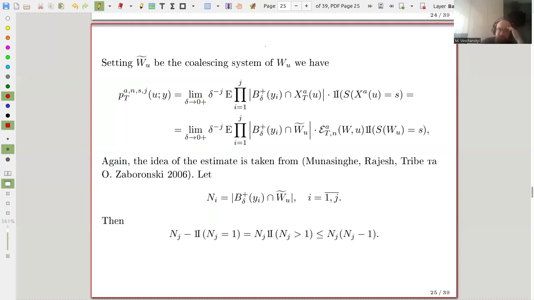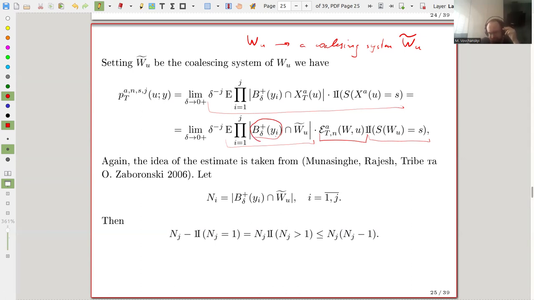So given V U, we construct a coalescing system W tilde U, and then, using the Girsanov theorem for the Arratia flow, we can rewrite the expression for the Arratia flow in terms of these new exponentials, under the condition that we have exactly this coalescence scheme, times the number of particles that hit this set times the number of particles that hit the next set in this sequence of sets. And again, if we take this notation, we need to estimate the difference between the number and simply the indicator that there is at least one. And this can be estimated as follows.